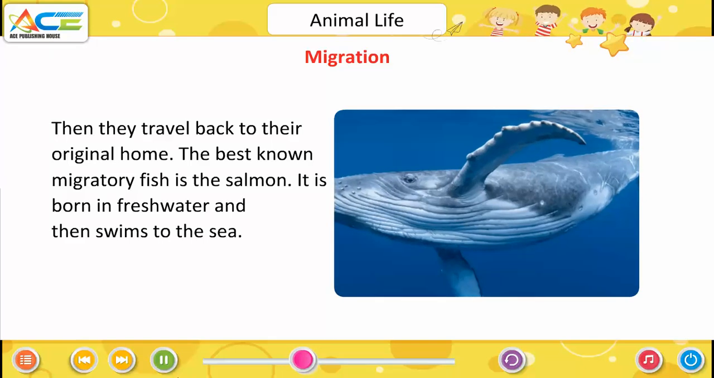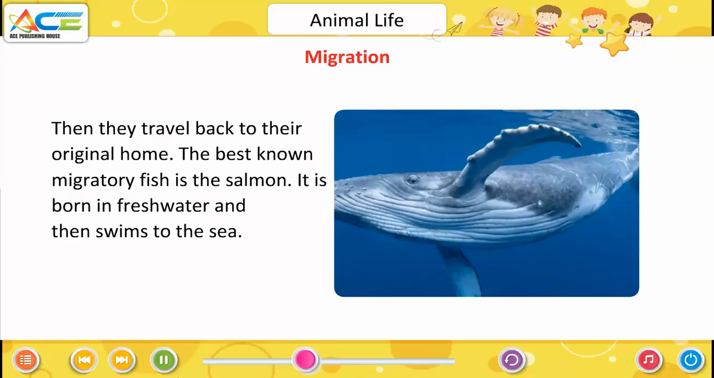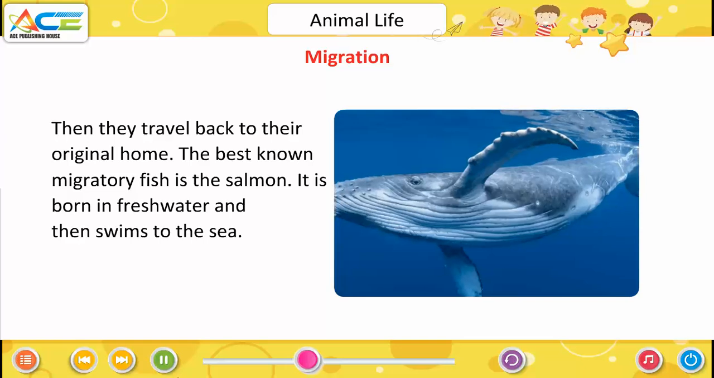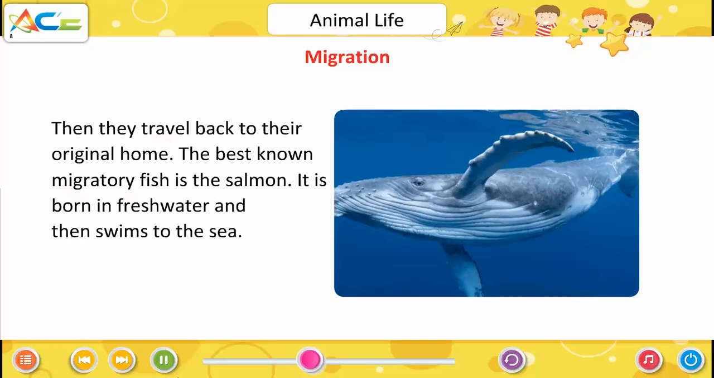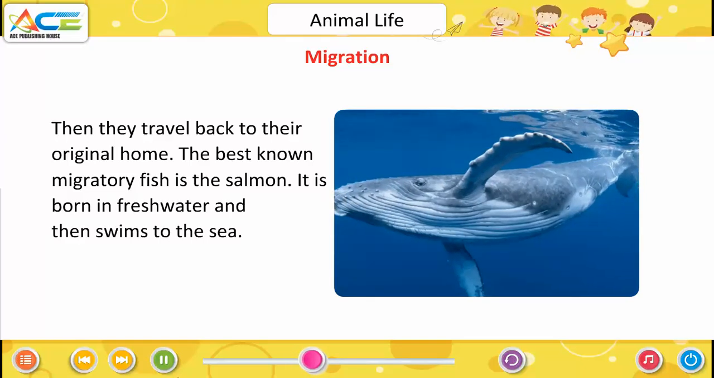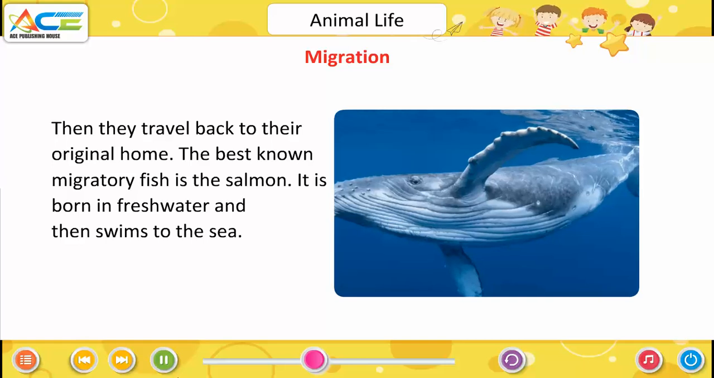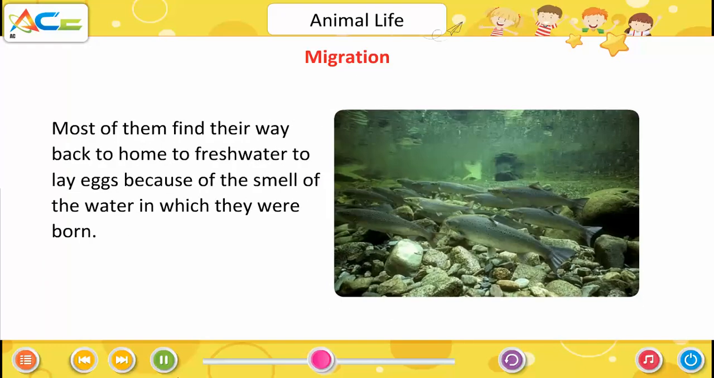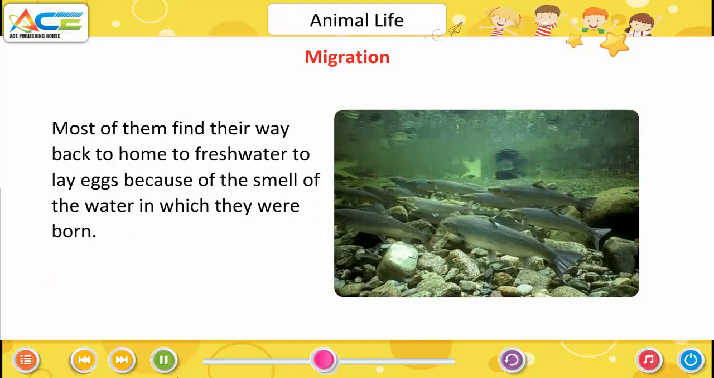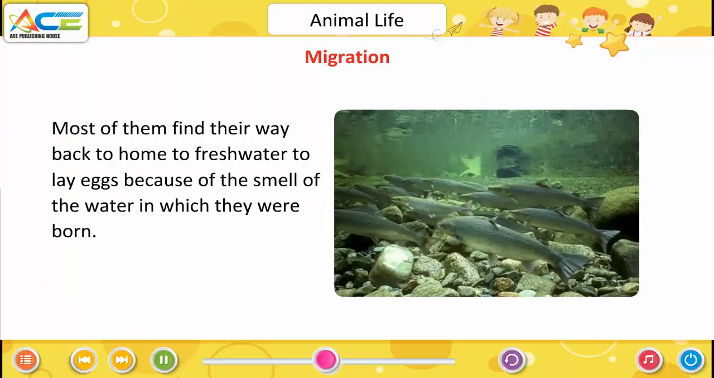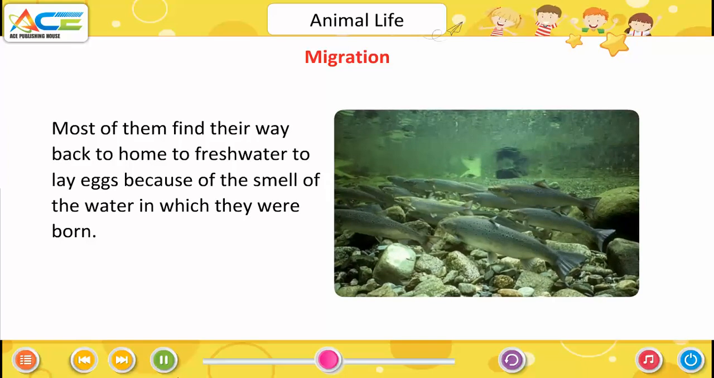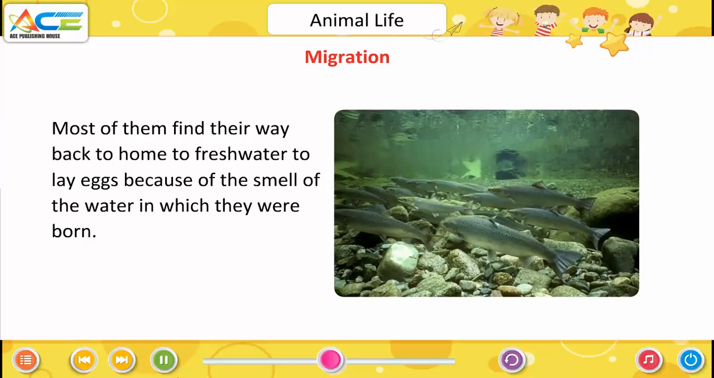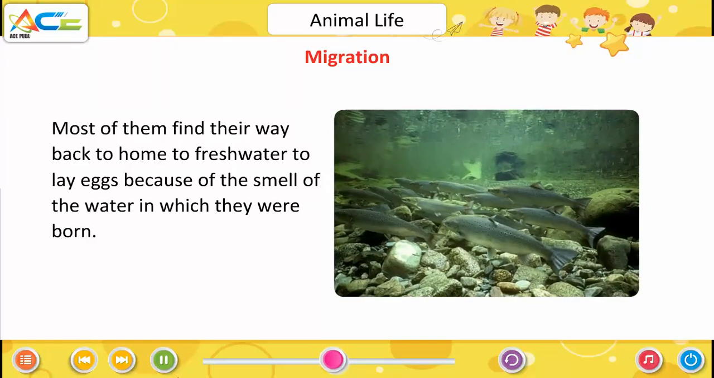The best known migratory fish is the salmon. It is born in fresh water and then swims to the sea. Most of them find their way back home to fresh water to lay eggs because of the smell of the water in which they were born.